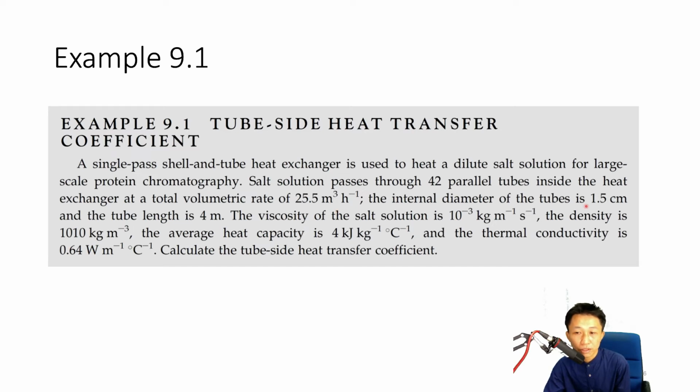The internal diameter of the tube is 1.5 centimeters. The tube length is 4 meters, which is quite long. Viscosity is the same as the viscosity of water, so it's very dilute. The density is slightly heavier than water. Average heat capacity Cp, m Cp delta T, that's just your temperature change. This is your K, the conductivity. And then we want to calculate U, the heat transfer coefficient, for this example.